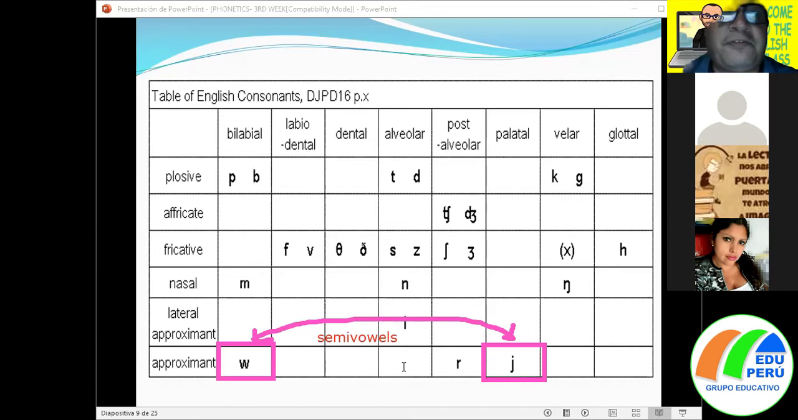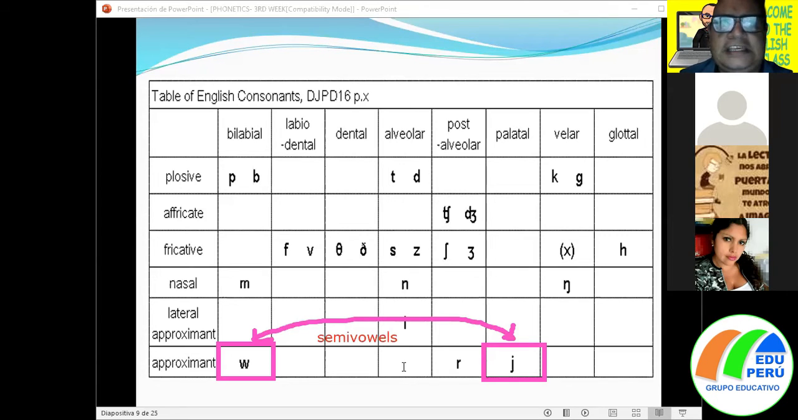Remember what I told you before. What is the difference between a vowel sound and a consonant sound? The interruption of air. Because we have other differences too, but one of the differences between a vowel sound and a consonant sound is the interruption of the air. Vowel sounds are produced with no interruption of air.